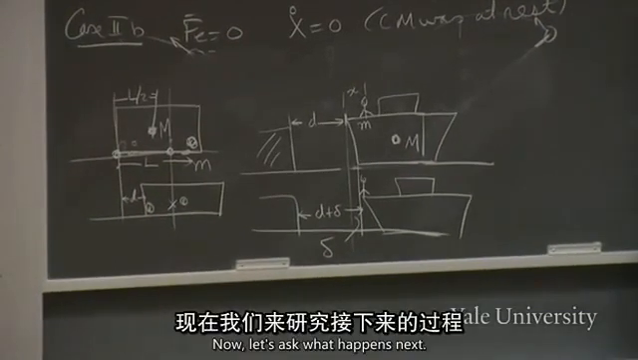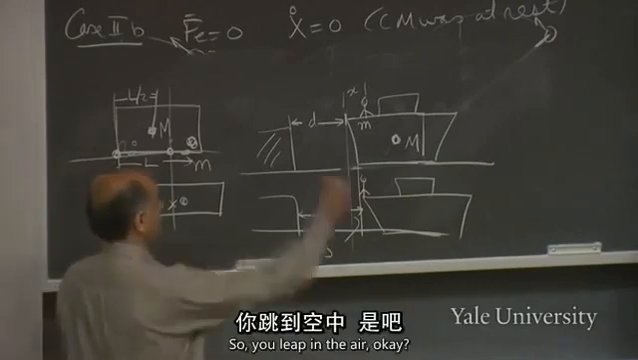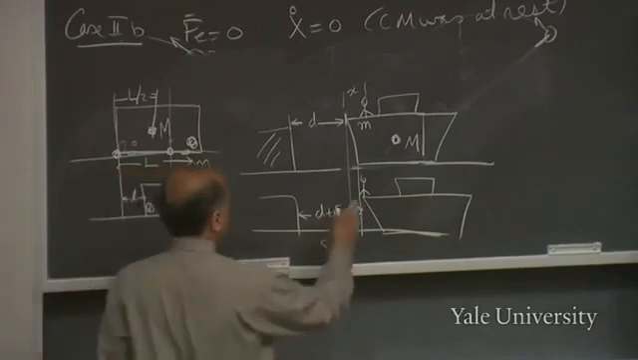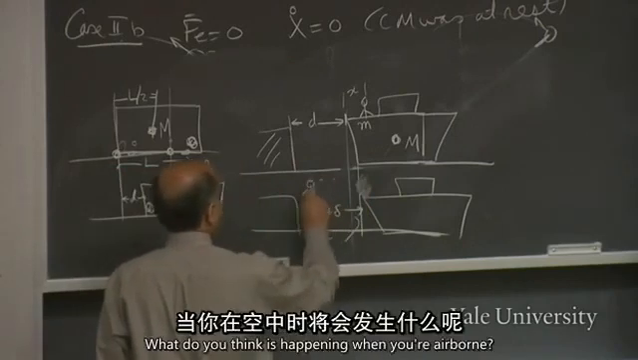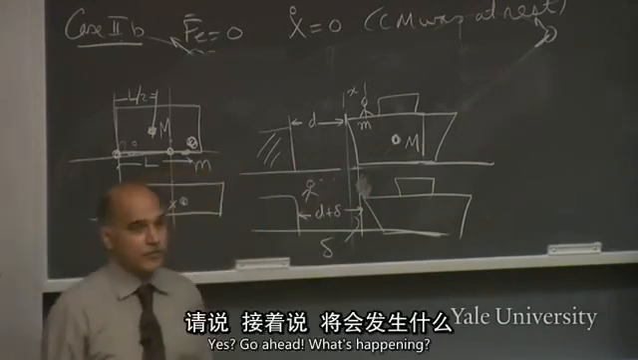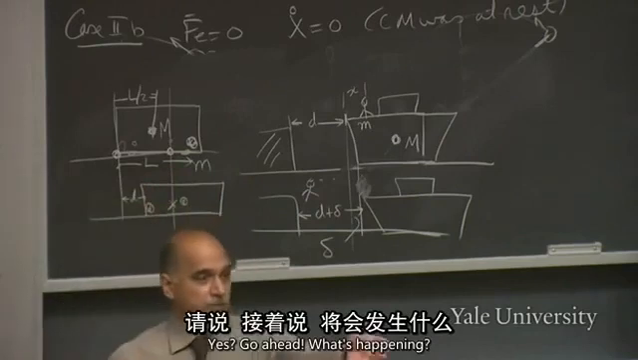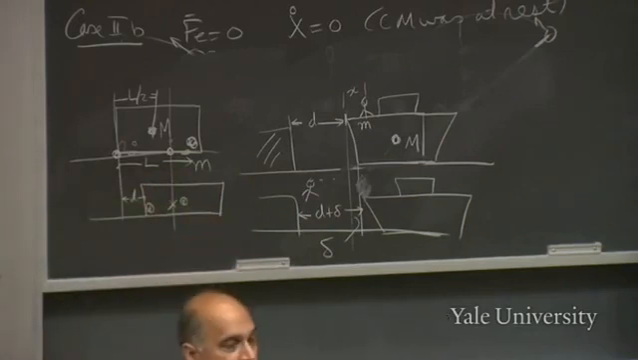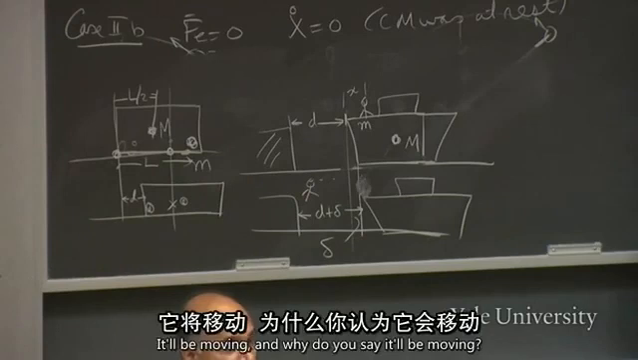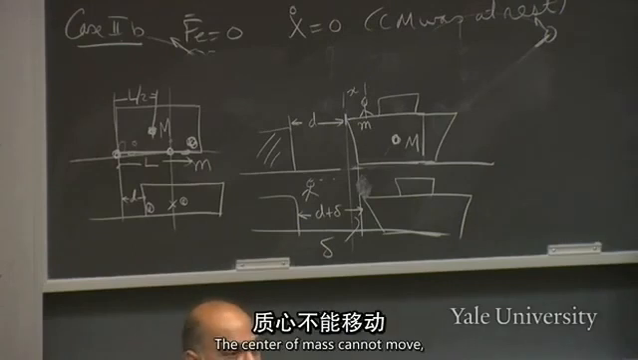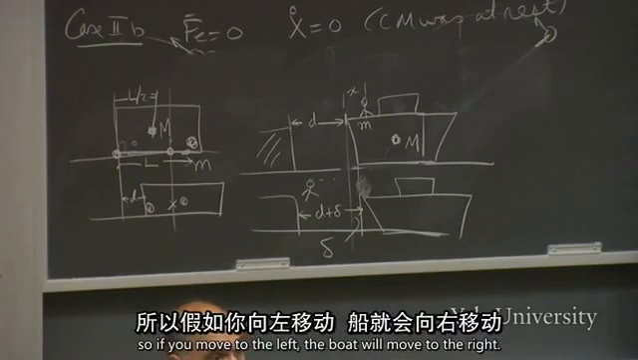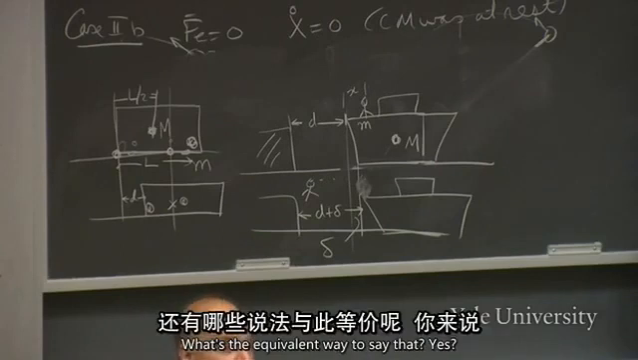Now let's ask what happens next. So you leap in the air. Okay? Now you're airborne. What do you think is happening when you're airborne? Yes? Go ahead. What's happening? The boat will move the other way. Why do you say it'll be moving? Because the center of mass is still going to be in the same place. Right. That's one way to say that. Center of mass cannot move, so if you move to the left, the boat will move to the right. That's an equivalent way to say that.